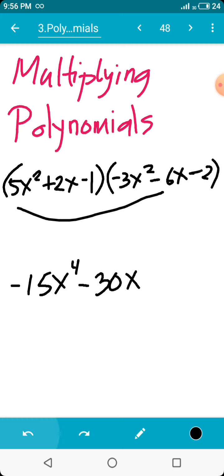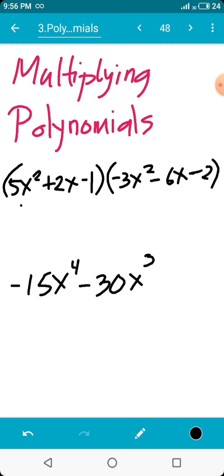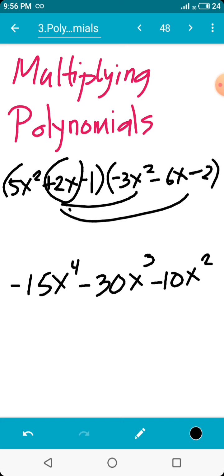Alright? And then, so that is negative 30x cubed. And then, ito naman, 5x squared times negative 2, that is negative 10x squared. Okay? So, ito namang 2x, i-times natin sa bawat isa.